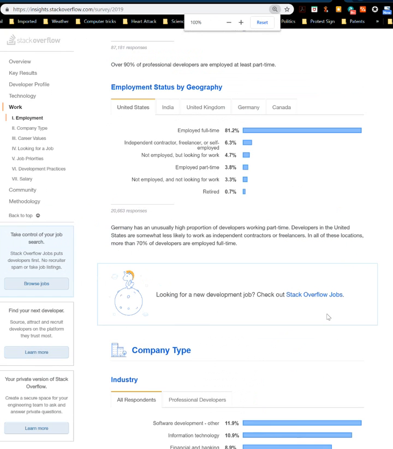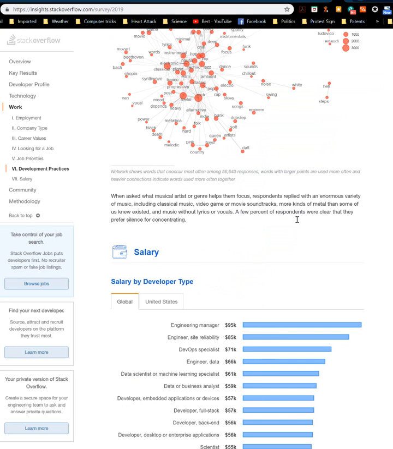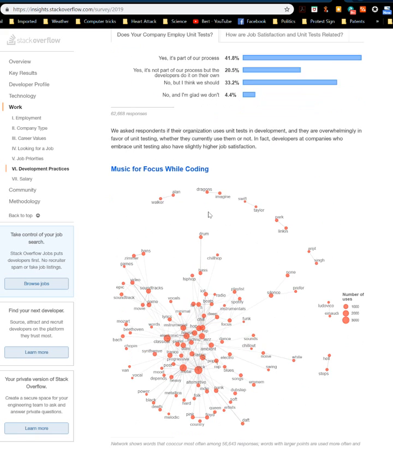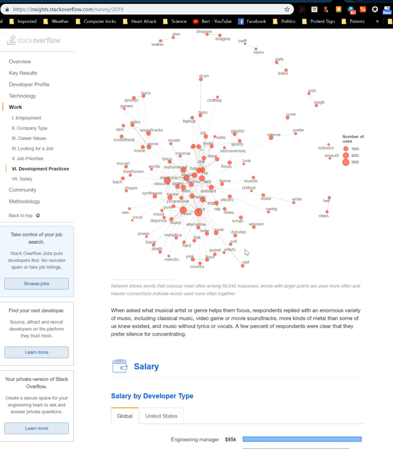Back to 100%. Okay. Employment status by geography, company type, industry, software development, information technology. Anyway, I'm gonna pause this. Some of this gets kind of weird. Music for focus while coding, so they're actually diving into that kind of data. I mean, seriously.